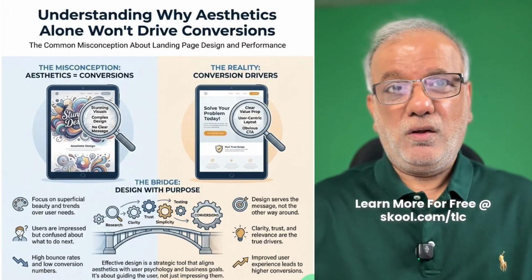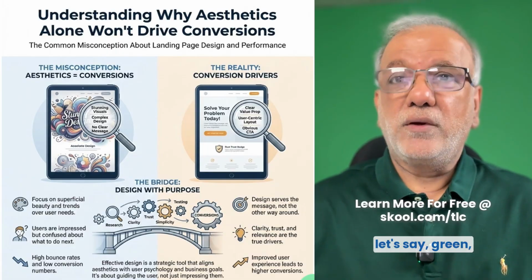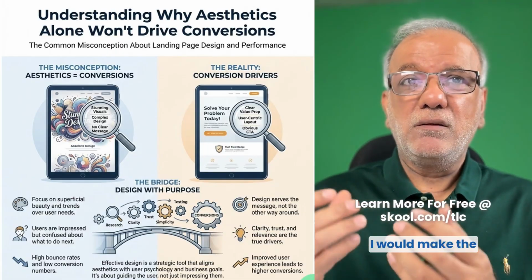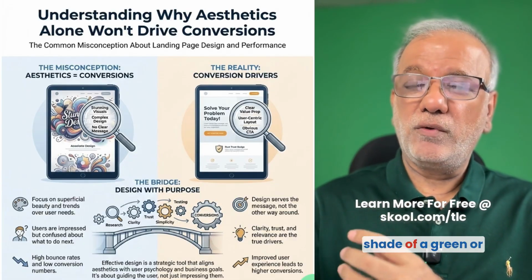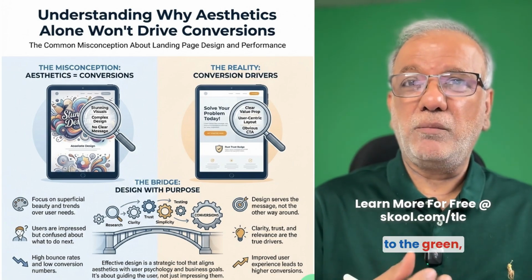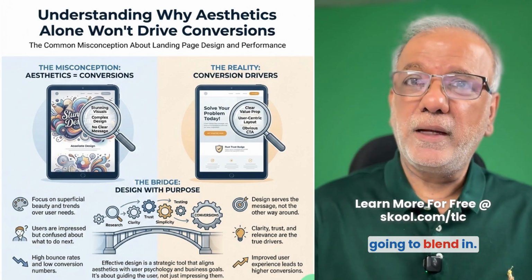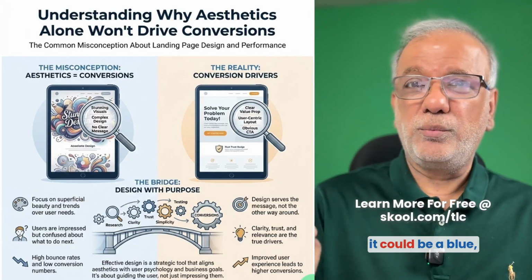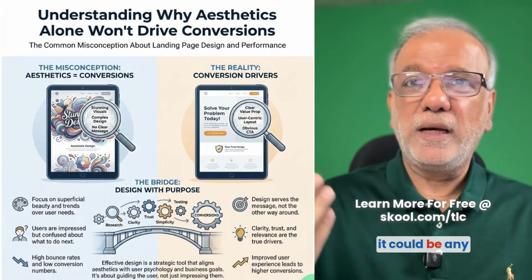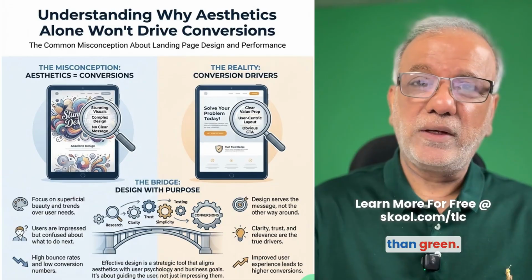So if your brand color is, let's say, green, I would make the call to action button an orange, not a lighter shade of green or a different color to the green, because it's just going to blend in. I want that button to really pop out. So it could be an orange, it could be a blue, it could be any other color than green.